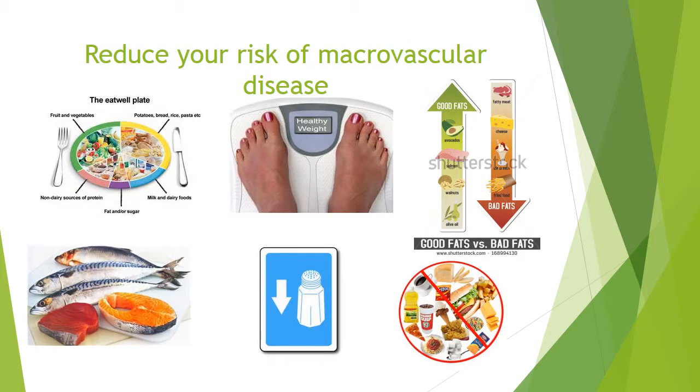What can you do to reduce your risks? Eat a healthy, balanced diet. Aim for 5 to 7 portions of fruit and vegetables a day, and limit your dairy products and meat. Maintain a healthy weight. A BMI of between 18 and less than 25 is considered to be a healthy weight. Avoid saturated fats. Eat at least 2 portions of oily fish a week, and limit your salt intake. And avoid processed food.